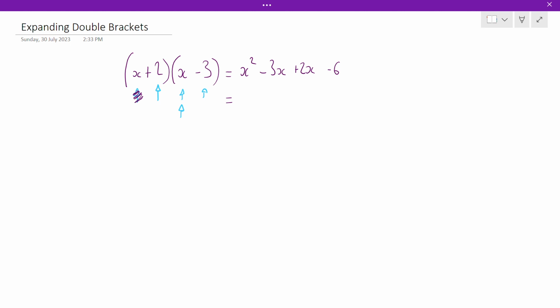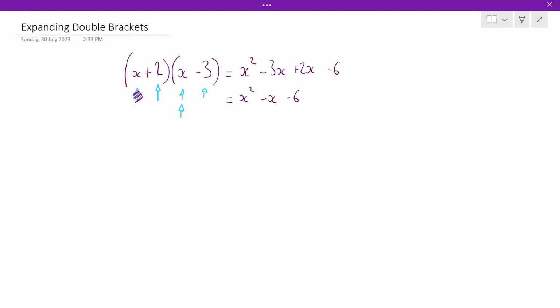Okay, so now we can simplify this. So x squared remains as it is. I've got negative 3x plus 2x. So we're starting at negative 3 and we're going up 2. So really that becomes negative 1x, or I could just write negative x, and then minus 6. So that's the first method. Multiply everything in the first bracket by everything in the second. I like that because you don't really have to remember anything, as long as you can remember that.